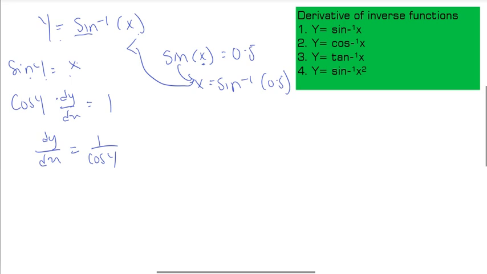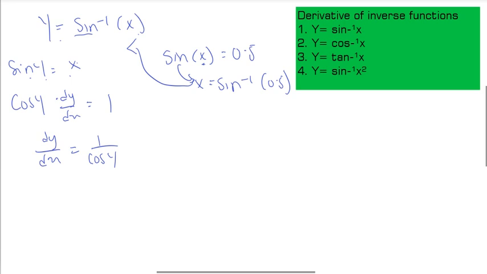This is our answer, but we cannot leave it like this, because the options will not be in this form. Basically, this is our answer, but we have to change this cos y to a form that has at least x in it. Now we already know that sine y is equal to x. So how can we change cos y to look like sine y?